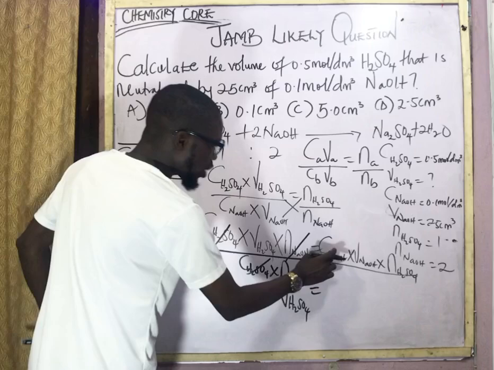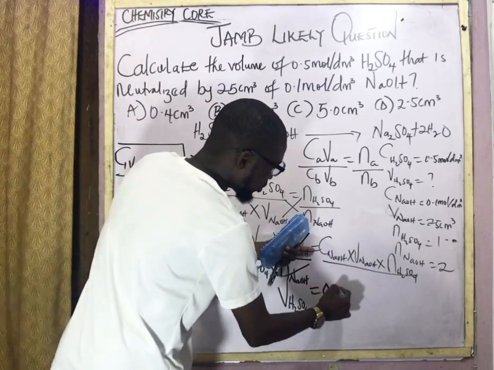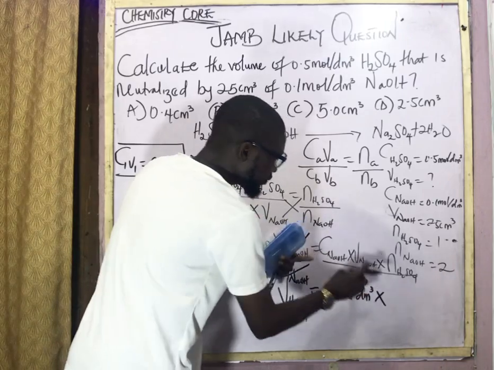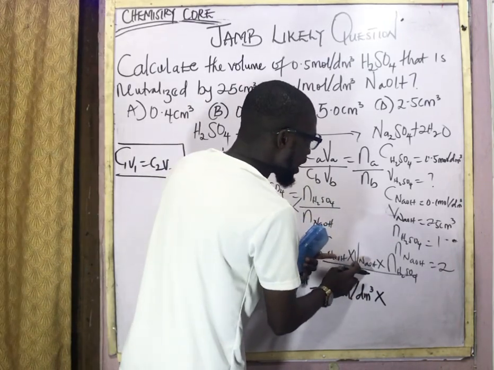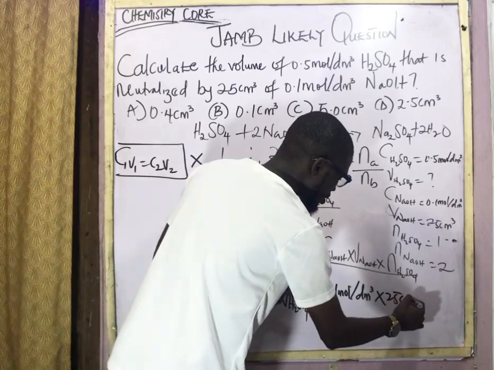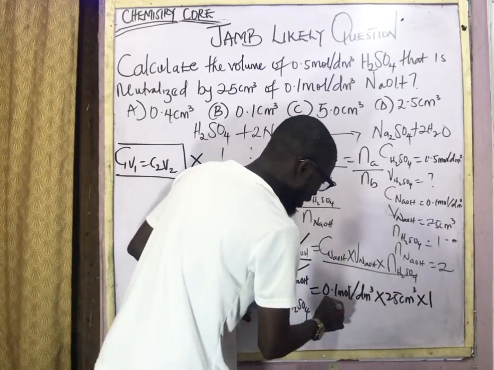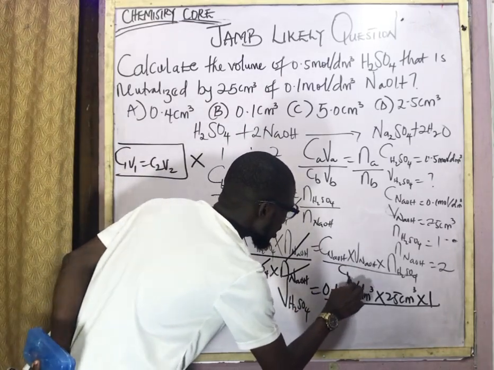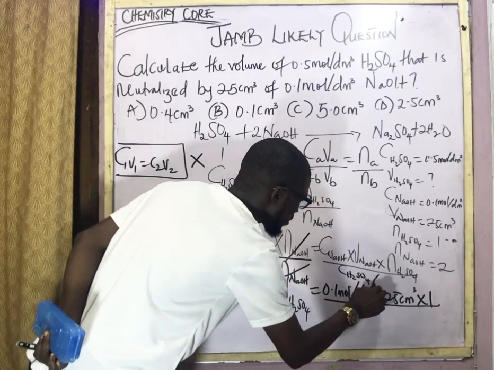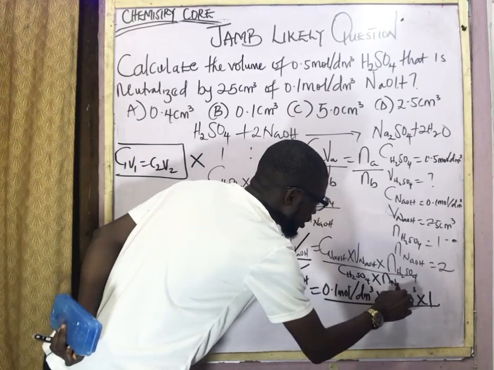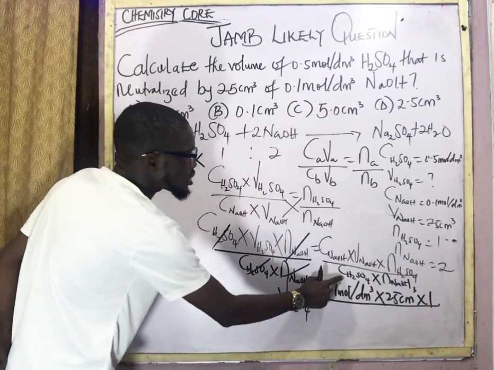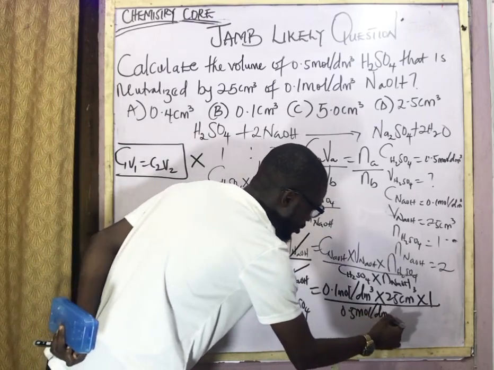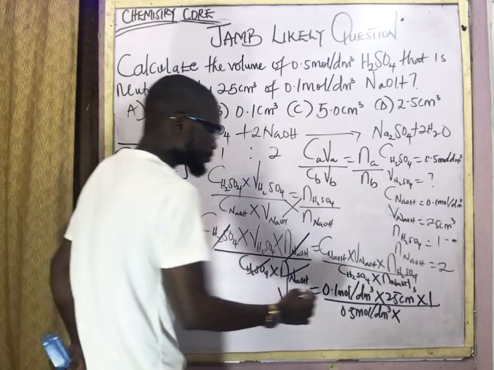So in that case, I said VH2SO4 is what? So what's the value for this? We have 0.1 mole per dm cube. The value for this, volume of the base, we have 25 cm cube multiplied by the number of mole of the acid. So for this, sorry, we have CH2SO4 multiplied by NaOH. So what's the value for this? We have 0.5 mole per dm cube multiplied by 2.